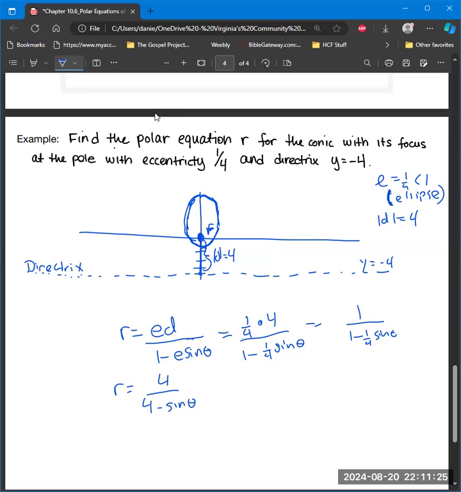And so r is equal to 1/4 times 4. Just call this d. d is 4. 1/4 times 4 over 1 minus 1/4 sine theta. So 1/4 times 4 is going to be 1. 1 over 1 minus 1/4 sine theta. And we don't like leaving fractions in the denominator, so I'm going to multiply by 4 over 4 to clean this up. 1 times 4 is 4 over 4 minus sine theta.